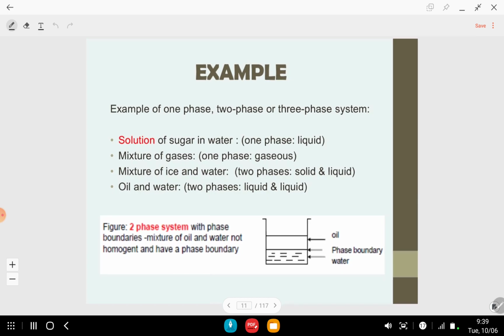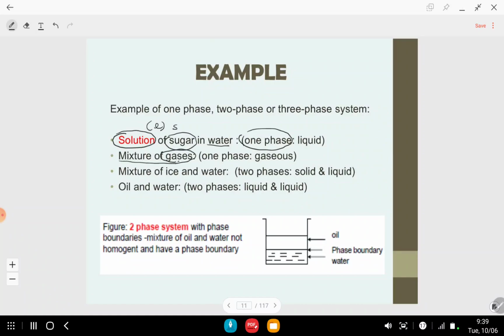As I mentioned here, for example, a solution of sugar in water. Sugar is solid originally, but when it dissolves in water, it forms a homogeneous solution. Once it forms a homogeneous solution, we call it a solution of sugar. So a solution of sugar is liquid, because the sugar already dissolved in water, and that is why we call it a one-phase system.